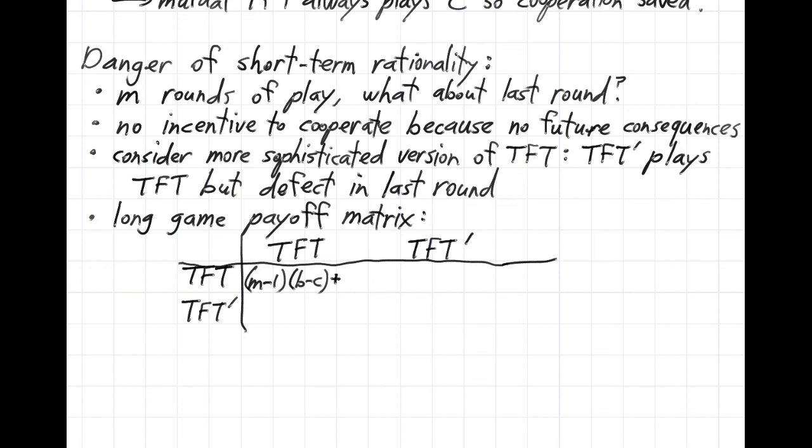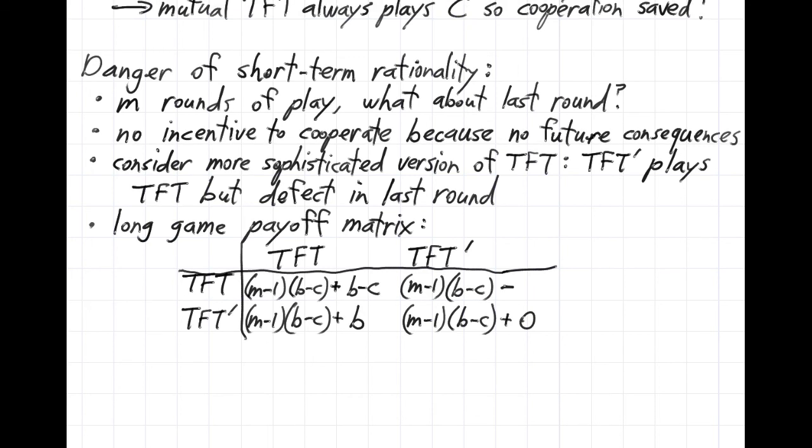If we just look at tit for tat against itself, then things don't change. It's still just B minus C. What if we looked at the other case, tit for tat prime against itself? Same thing at first, M-1 rounds of getting B minus C, but in the last round, they defect against each other, so they get 0. And what if the two strategies play against each other? Again, in the first M-1 rounds, everything's the same, but tit for tat prime in the last round defects, and tit for tat still cooperates, so tit for tat prime gets B, whereas tit for tat pays a cost C.